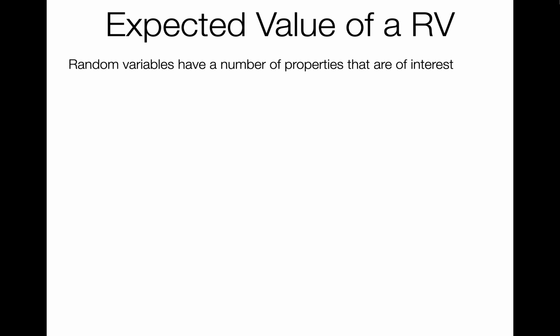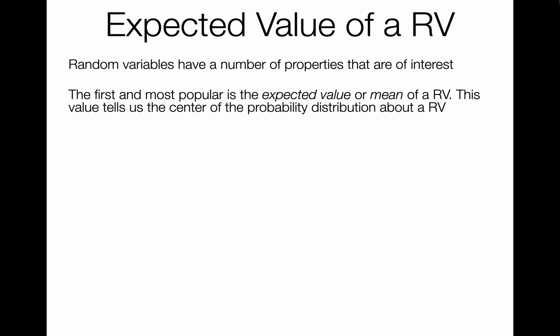And so what does that mean? Why does it matter to us? So on and so forth. Hopefully I can answer those questions. So first we want to look at the expected value of a random variable. Random variables have a number of properties that are of interest. People usually want to know a few things about the random variable. The most popular one that people are interested in is the mean or expected value of a random variable.